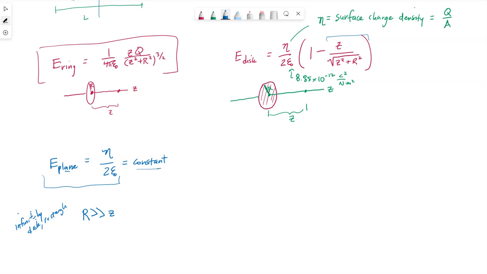Essentially, the electric field is constant anywhere near a very large flat surface. That's what we mean by a plane. A flat surface of some sort. Doesn't actually matter if it's a circle or a rectangle or a square, triangle. It just needs, its dimensions just need to be really large in comparison to where you're looking for the electric field.